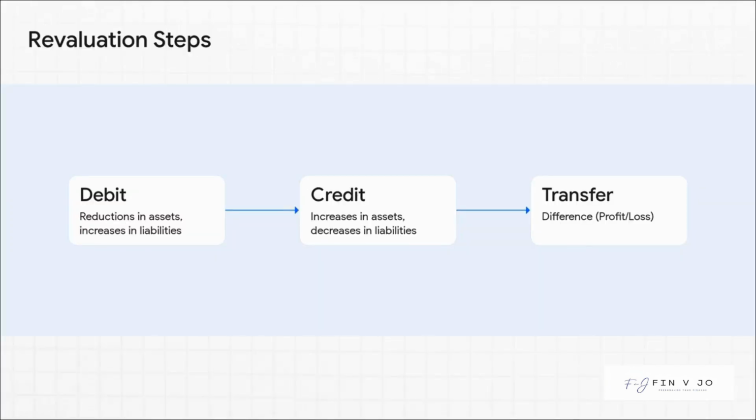So, what is the exact sequential accounting logic for the journal entries? It's honestly pretty straightforward once you get the rhythm. Step 1, you debit the revaluation account with all the reductions in the value of assets and increases in liabilities, essentially your losses. Step 2, you credit the account with increases in the value of assets and decreases in liabilities. Those are your gains. Step 3, you just find the difference between the two sides of the account, and boom, that shows you the net profit or loss on revaluation.